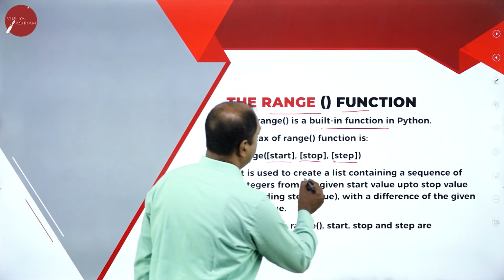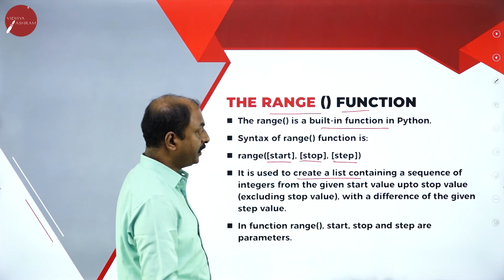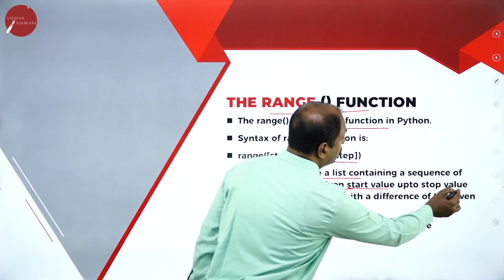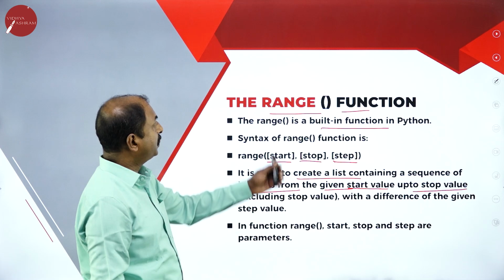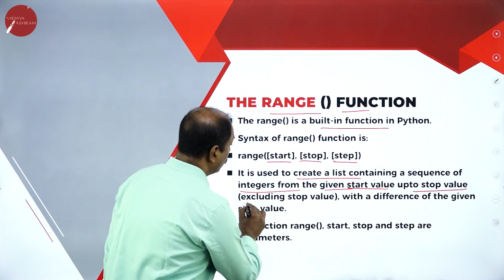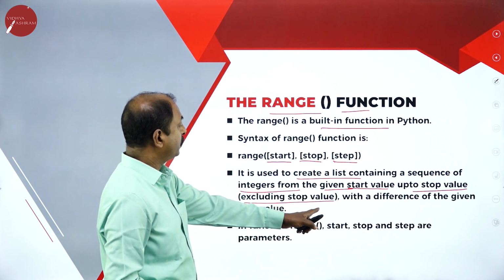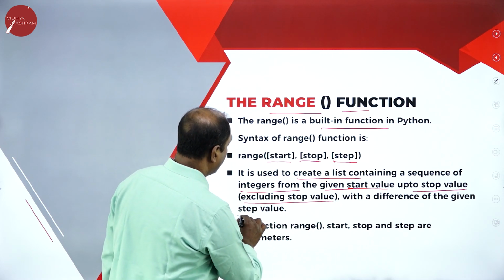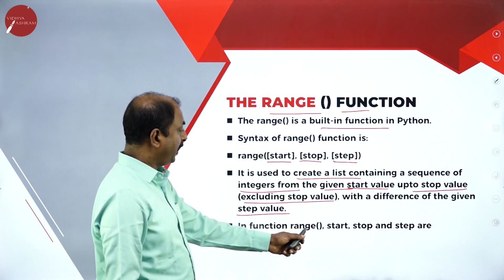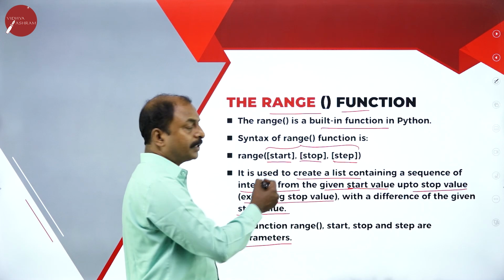So what is the use of the range function? It is going to create a separate list containing a sequence of integers from the given start value up to the stop value. The function starts from the start value up to the stop value, excluding the stop value. It does not include the last value, and the numbers differ by the given step value. So this is how the range function works. The start, stop and step are called the parameters of the range function.